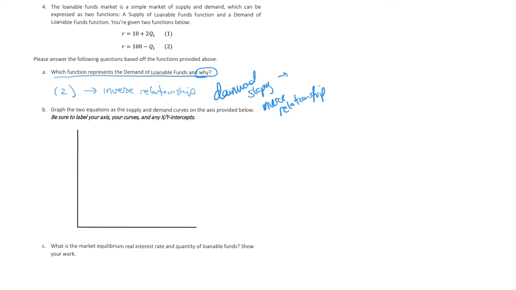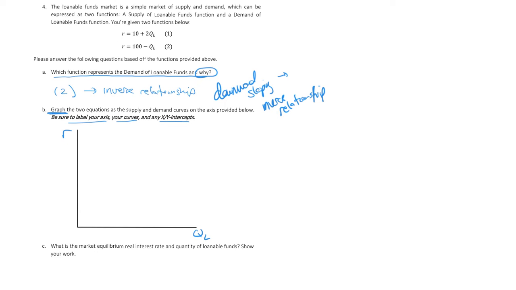Next, but definitely not least, we need to make sure that we can graph these. I don't know why I said next, not least, instead of last but not least, because it's just next. We need to make sure we graph them, and we want to make sure that we have our XY intercepts labeling the curves and the axes. So we know this is the real interest rate versus the quantity of loanable funds.